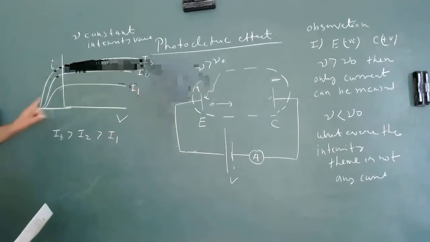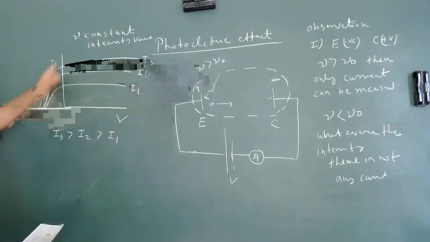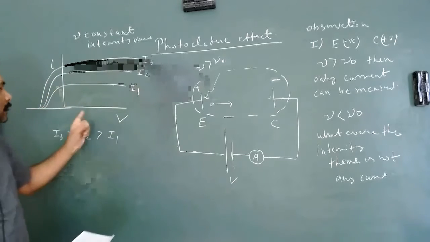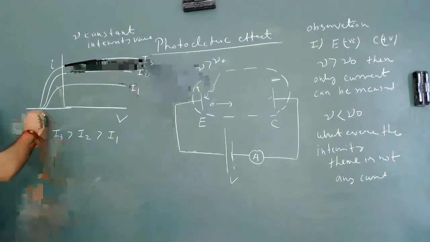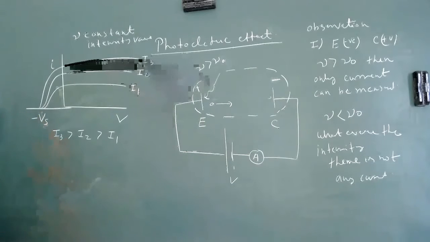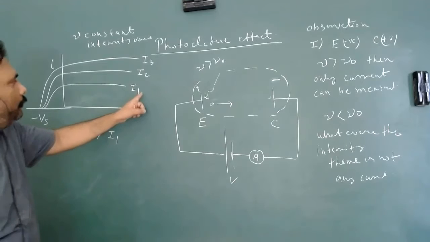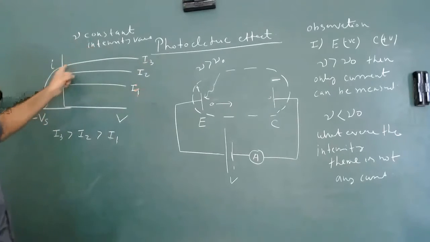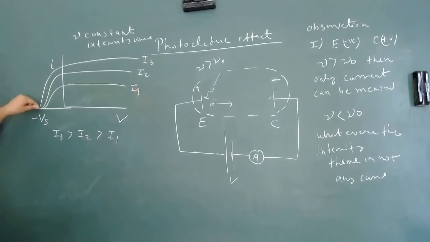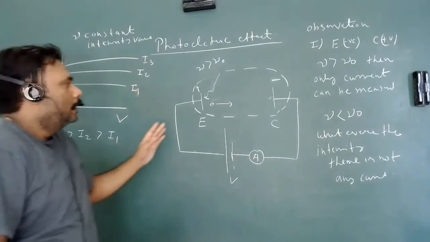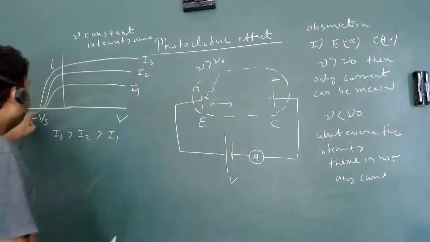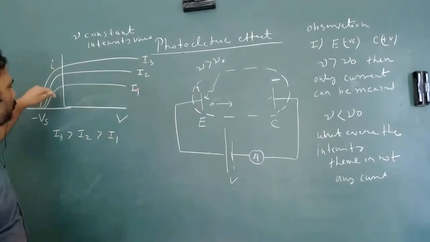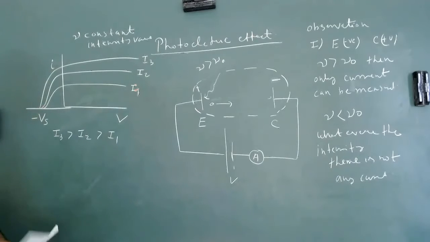This is basically current, and this is my potential, and this is some potential Vs. Obviously this will be negative polarity. What we have seen for different intensity, if frequency is the same, is that we have the same value of Vs, meaning the current is 0 at the same value of Vs.